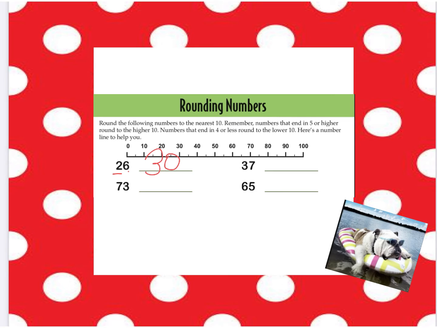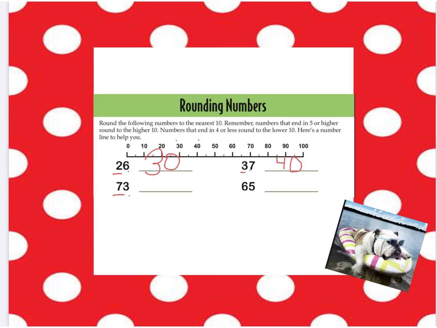Okay, let's do the same thing with 37. Now I know 37 is between 30 and 40. So we're gonna underline the digit that we're rounding to, the tens digit, and we're gonna look next door at that 7. Is it 5 or greater? It is. And so we're gonna round up to 40 because 37 is closer to 40 than 30.